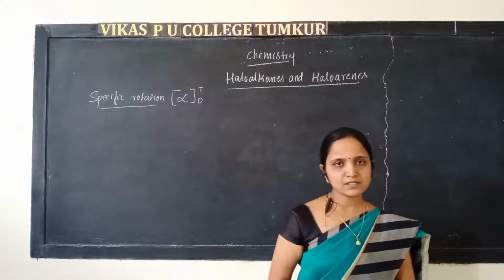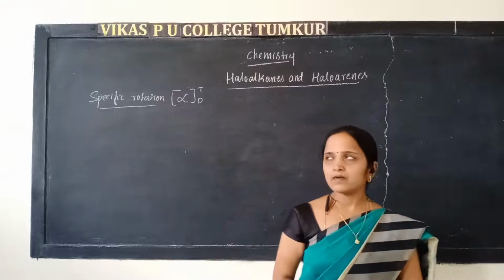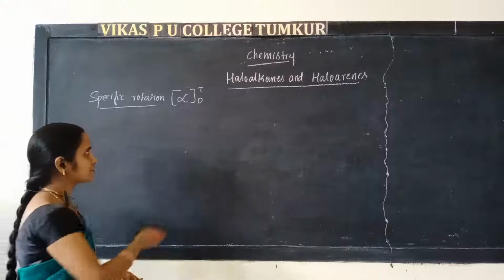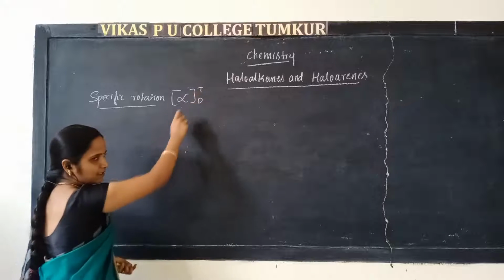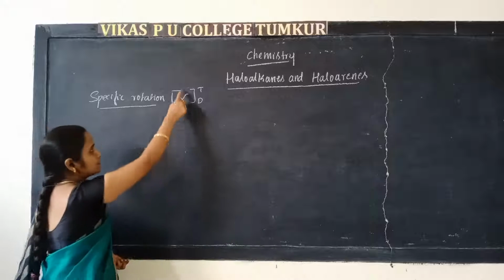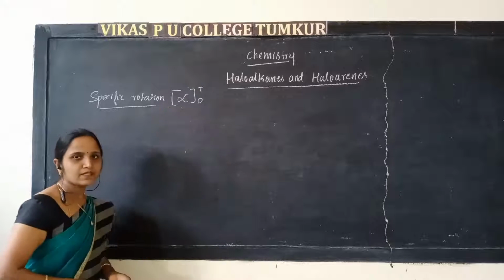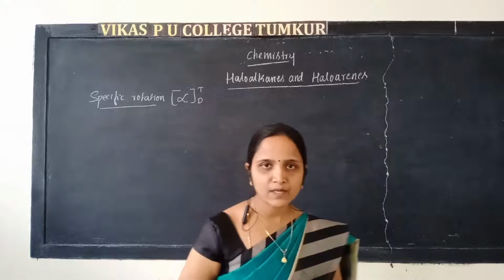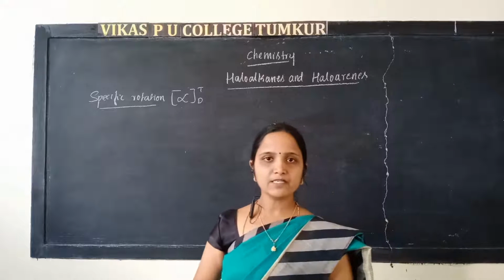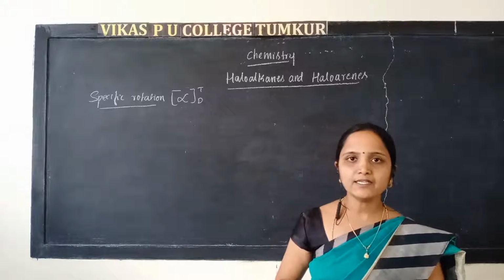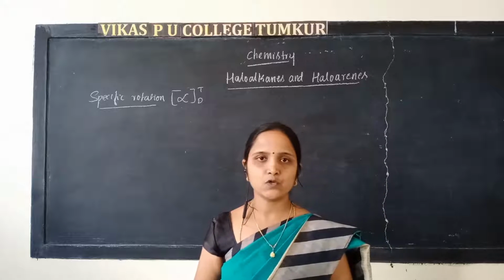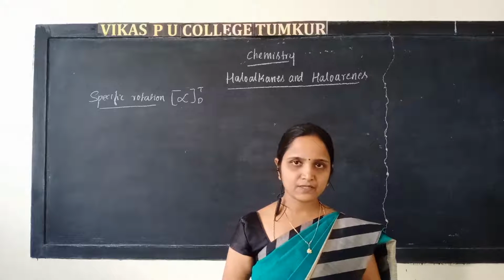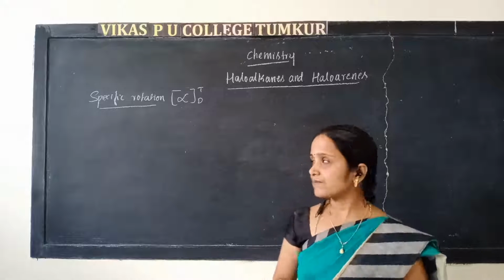In this class we are going to discuss some other terms, that is specific rotation. The specific rotation is represented by alpha, with T and D as superscript and subscript. Then what is meant by specific rotation? The angle of rotation of plane polarized light by 1 decimeter of the solution containing 1 gram of substance per cm cube at a temperature T degree Celsius, using sodium light, is called the specific rotation.